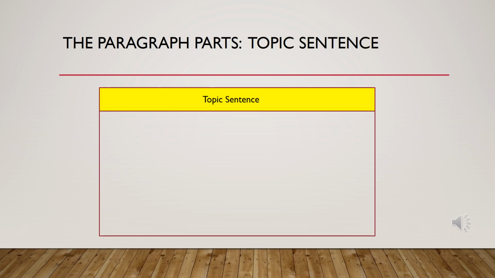The first part of the paragraph is the topic sentence. The topic sentence contains the subject and the main or controlling idea of the paragraph. It helps you, the writer, know what information needs to be included in the details of the paragraph, and it also helps the reader to understand what's coming, so the reader can better assess the information that he or she will be reading in your paragraph.